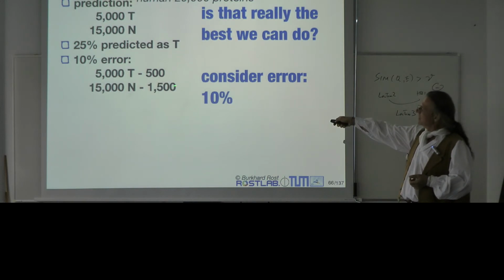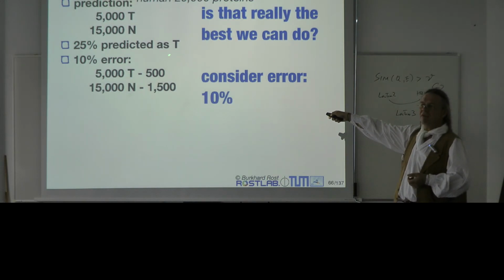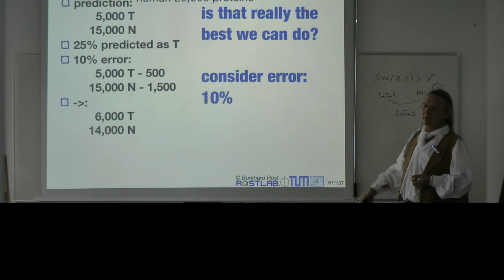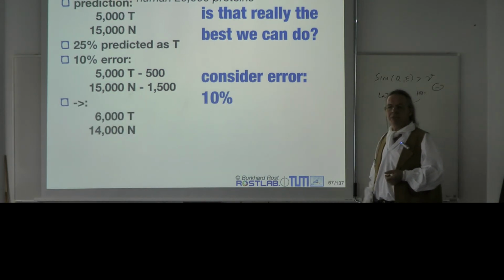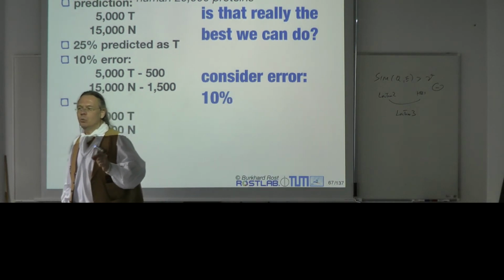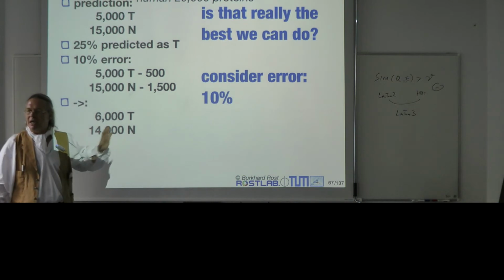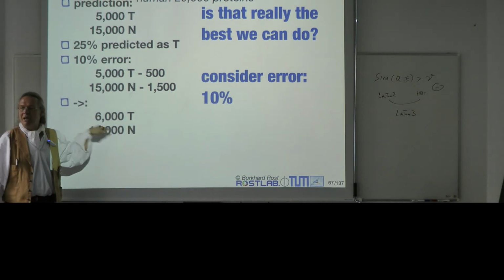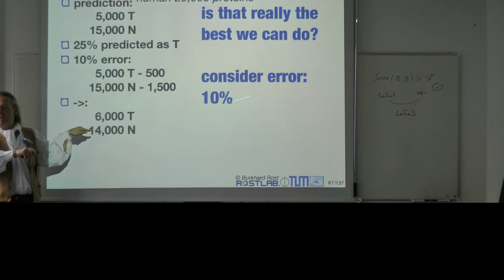And then I would take these 1,500, put it on top of that set, and these 500 put it on top of that set. What I would end up with is 6,000 predicted to be transmembrane and 14,000 to be non-transmembrane. I do not know which ones anymore, right? But I do know that the numbers should be like that, simply from the fact that I have 10% error.